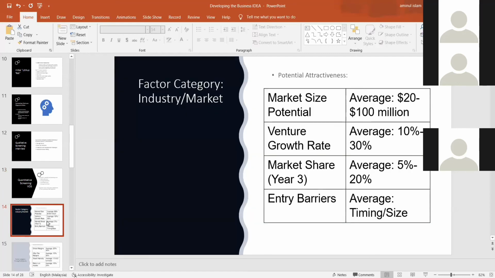So here we'll be looking at, for example, industry and market. You are looking at the potential market size of the product or services that you are thinking of. You are looking at the venture growth rate, the market share, and the entry barriers. So these are the few areas that we look at when it comes to doing a quantitative analysis on industry and markets.